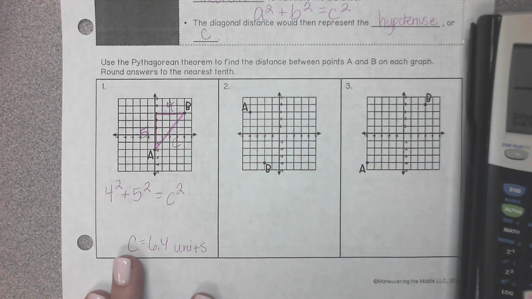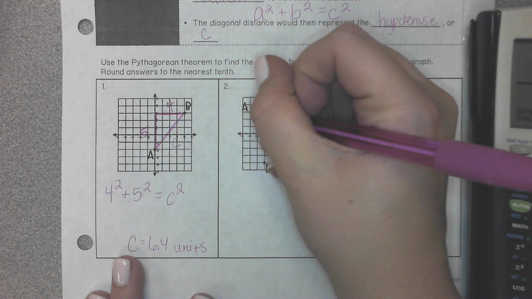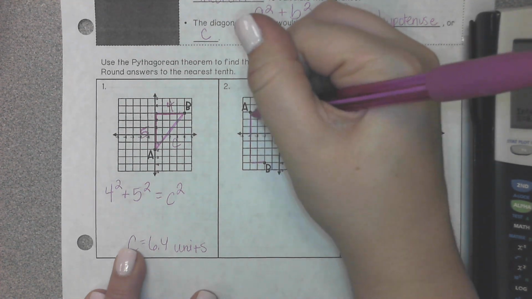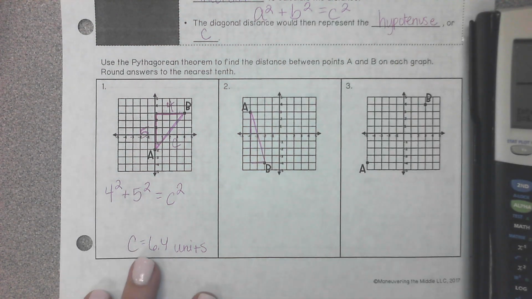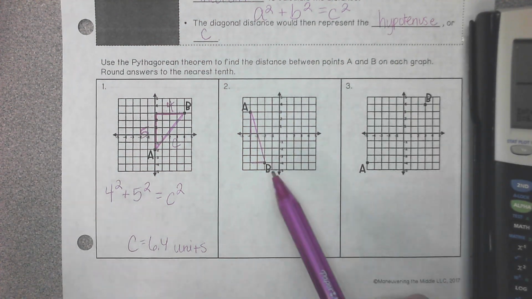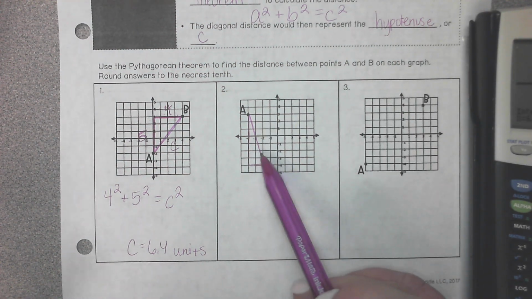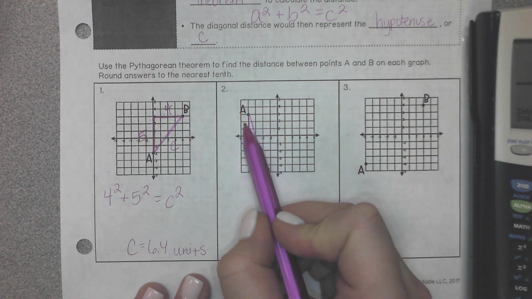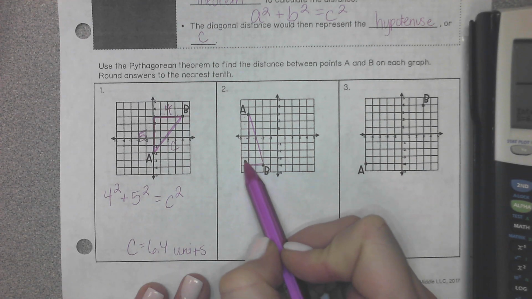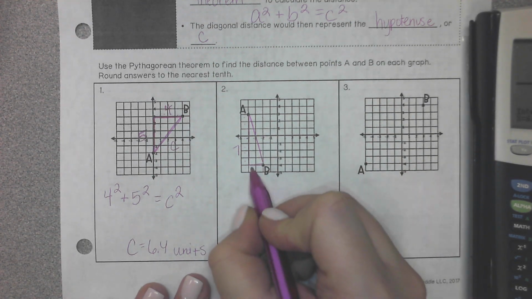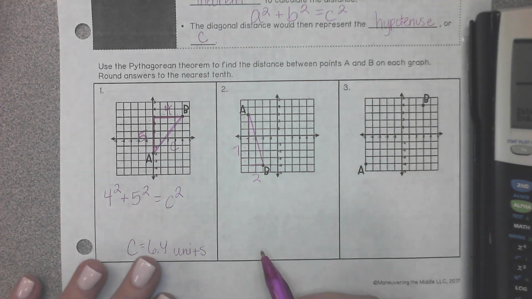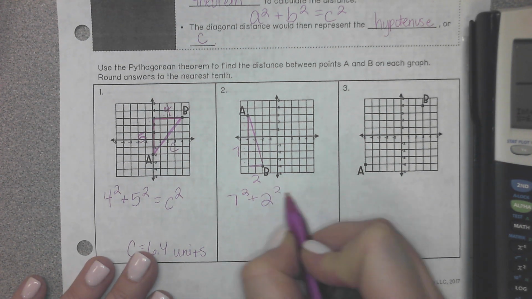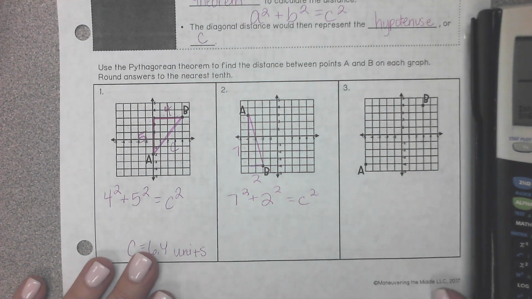Remember, I have to create a right triangle. I'm going to go down and over, and then create my diagonal. And you could go up and left. That's totally fine. It doesn't really matter. You're going to get the same amount of units each time. So this length is 1, 2, 3, 4, 5, 6, 7 units long, and this is 1, 2. So if I put that into the Pythagorean theorem, I know that 7 squared plus 2 squared equals c squared.